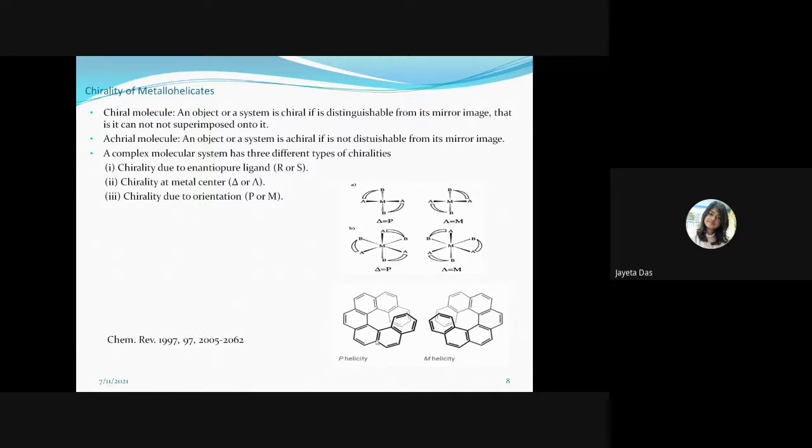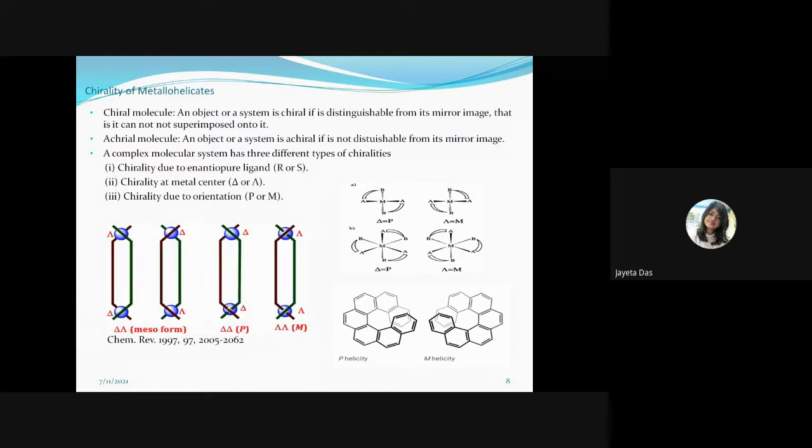Those are basically similar to the previous one. If the helicity is in a clockwise fashion, then that is called P helicity. And if it is in an anti-clockwise fashion, then that is called M helicity. So in the case of helicates, we can see this type of chirality.